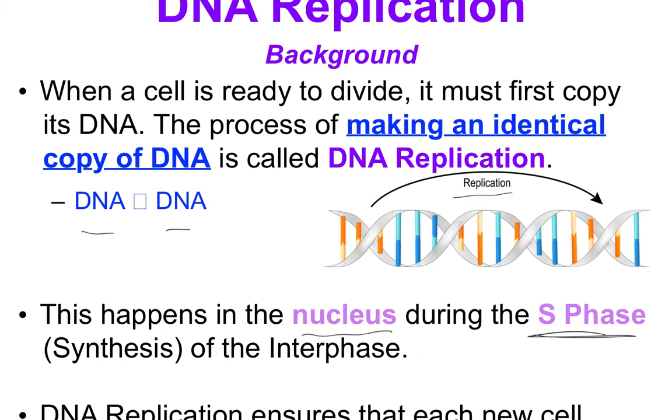So there's a point when one of the cells has double the amount of DNA that it needs. Why? Because it's getting ready to divide. And so that S phase, synthesis phase, that's all part of interphase, is when replication happens. DNA replication ensures that each new cell will have exactly the same DNA as the cell that it's making.